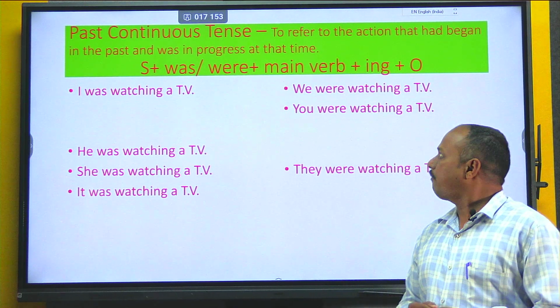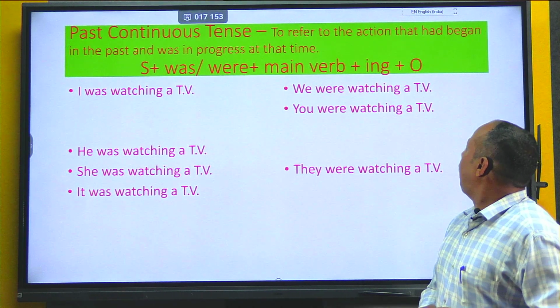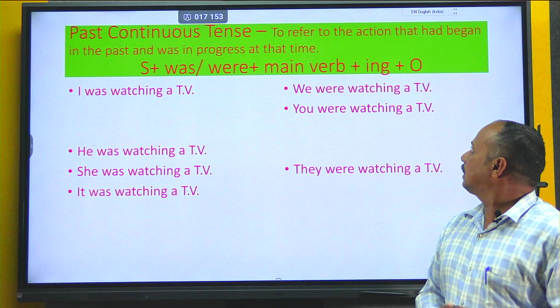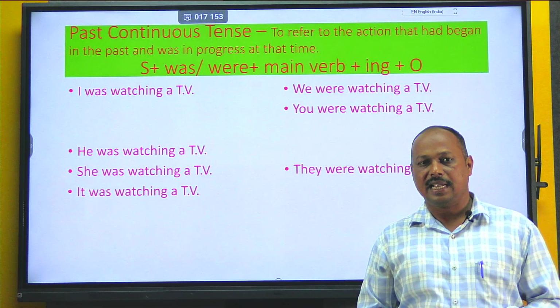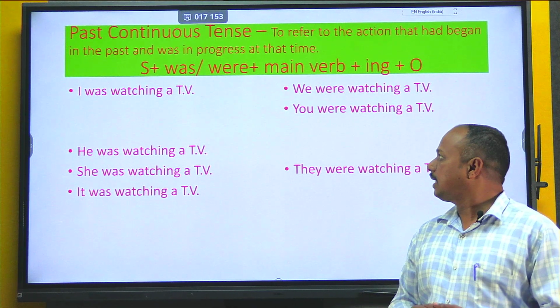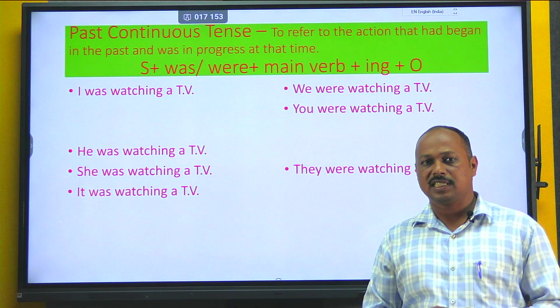The definition of past continuous tense: it refers to an action that had begun in the past and was in progress at the time. This is the definition of past continuous tense. And there is also the structure of past continuous tense: subject plus was or were, plus main verb ing, plus object.